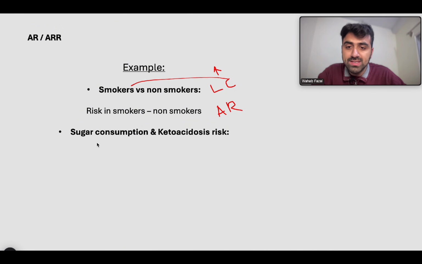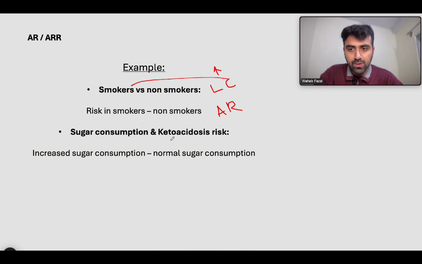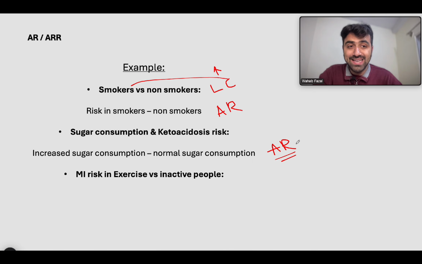Let's take the example of sugar consumption and developing diabetic ketoacidosis. So people who have higher sugar consumption versus lower sugar consumption. Think of whether this will be an attributable risk or absolute risk reduction, and how you write the equation. This is how you write it: increased sugar consumption minus normal sugar consumption. This is going to be an attributable risk, because increased sugar consumption has a higher risk of developing diabetic ketoacidosis. If you consume sugar more, it's bad for you. It's kind of like a toxin. It's a bad thing.